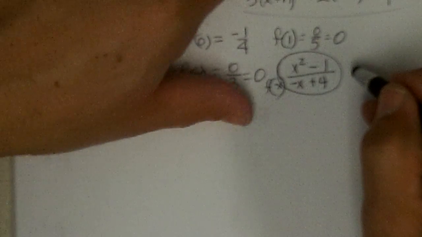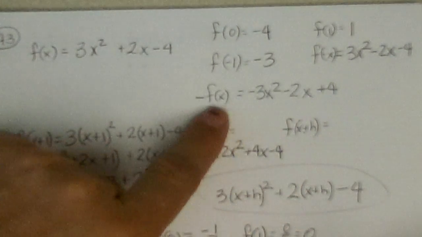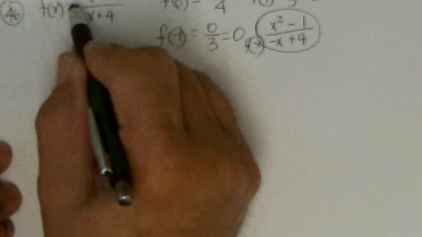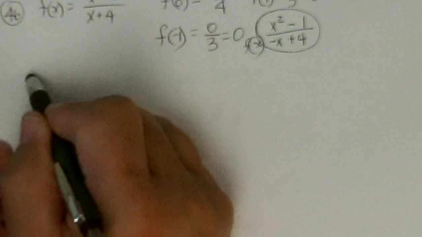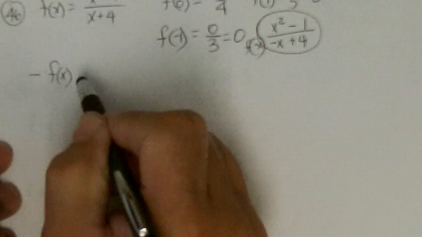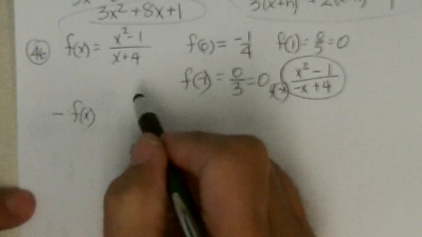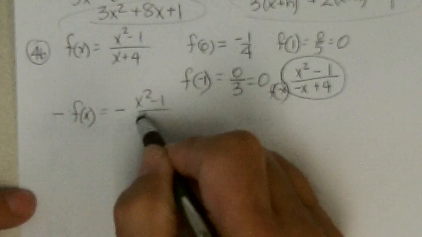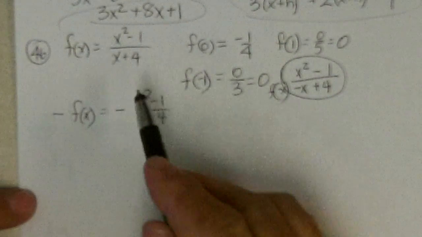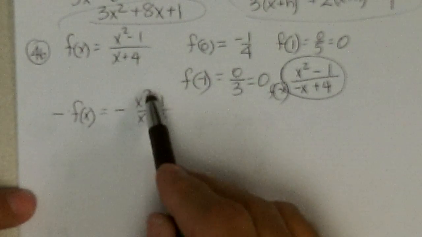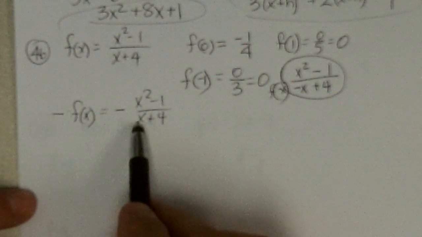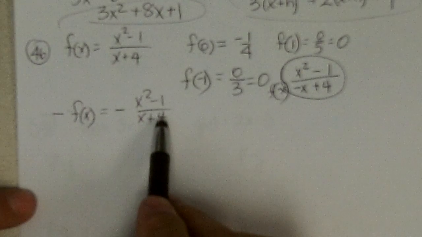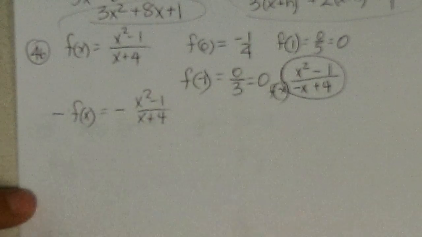Then we're supposed to do negative of f of x. So that would mean just put a negative in front of all this. So negative f of x would be just negative of x squared minus 1 over x plus 4. And you could distribute the negative here and make it negative x squared plus 1. Or you can distribute the negative here and make it x squared minus 1 over minus x minus 4. Or you can just leave it like it is.